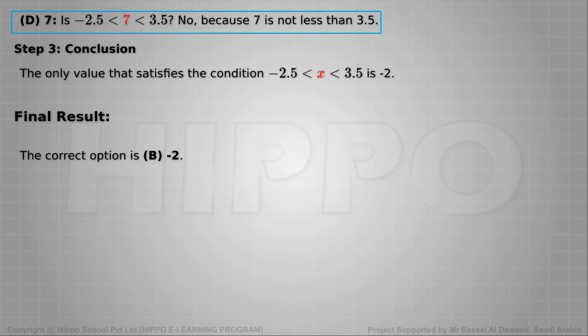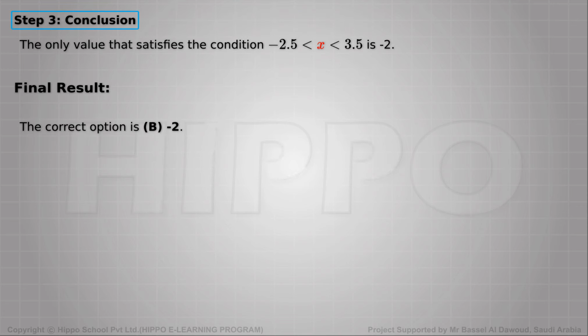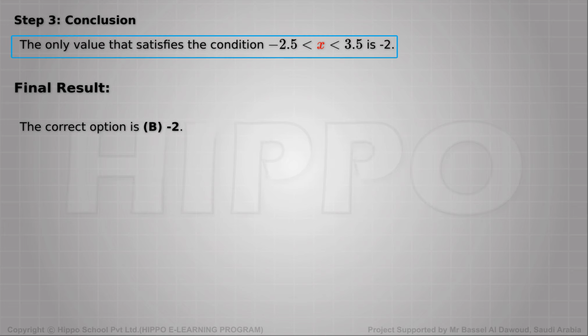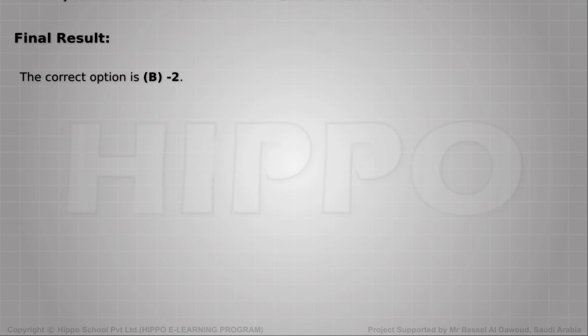So, to conclude, after testing all 4 choices, we found that only one value, -2, fits within the range we calculated. It's the only option that is both greater than -2.5 and less than 3.5, and that leads us to our final result. The correct answer is -2, which corresponds to option B.